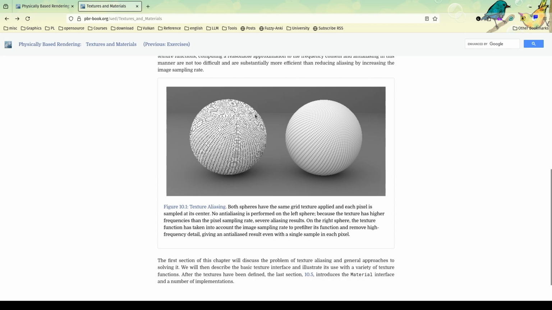This is an example of texture aliasing. The left is no anti-aliasing, which looks very bad, and the right looks alright. You prefilter the function and remove high frequency details.